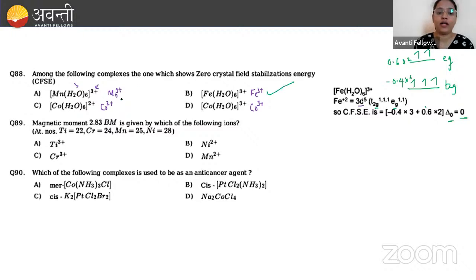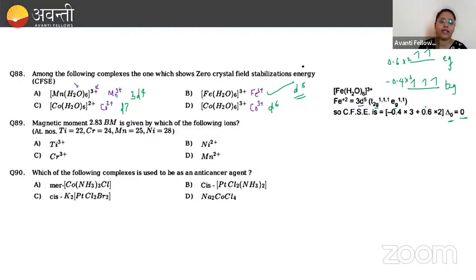You can calculate for Mn3 plus. For Mn3 plus, you can see there is 3d4. For Co2 plus, it is 3d7. This is 3d6, and this is 3d5. Since 5 has equal numbers, we are getting 1.2 and 1.2, positive 1.2 and negative 1.2, cancelling each other, and that's why d5 will have zero crystal field stabilization energy.